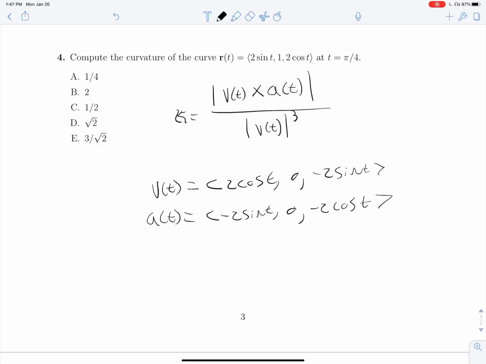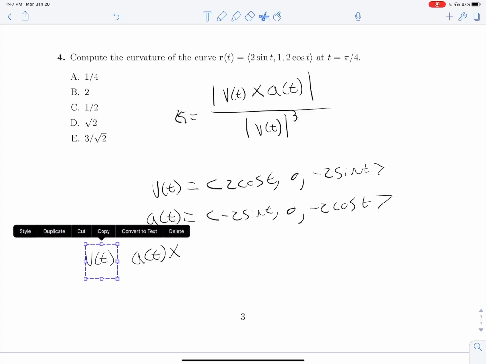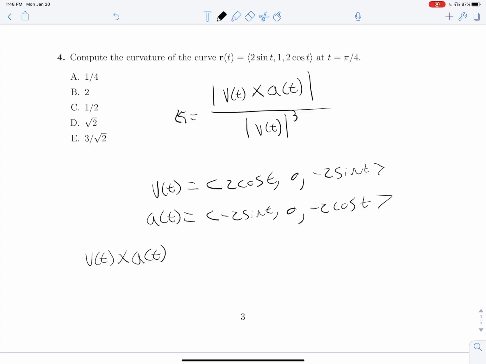So our cross product here is going to be, let's see, we're not taking the magnitude yet. Really, we're doing v of t cross a of t because of the way we have it set up, but either one will give us the same answer because we're taking the magnitude. This cross product is going to give us 0, negative 4 cosine squared t minus 4 sine squared t, 0. And this whole thing will simplify down to negative 4. So there's our cross product.